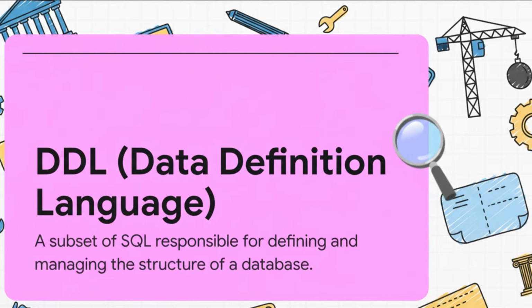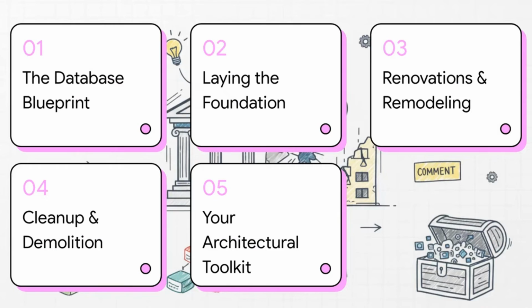Okay, so let's define our terms. DDL, or Data Definition Language, is the part of SQL that doesn't care about the data inside your tables. Nope, it cares about the tables themselves, the actual containers. So think of it this way. DDL is the language you'd use to design the shelves, the rooms, and even the entire building that's going to hold all your information.